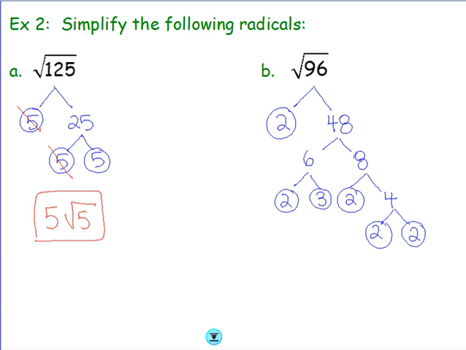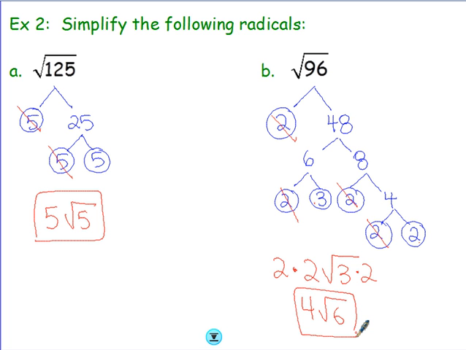We're looking for pairs. There's a pair of 2s, so outside the radical is a 2. There's another pair of 2s, so outside the radical is another 2 with multiplication. This 3 and this 2 are left inside, multiplied. So the final answer is 4 square root of 6. Hopefully you got both of those right.